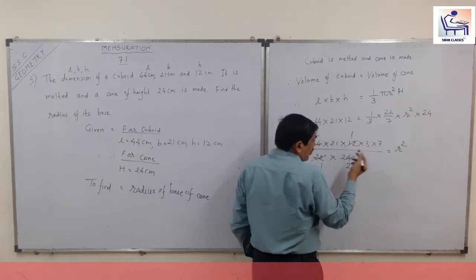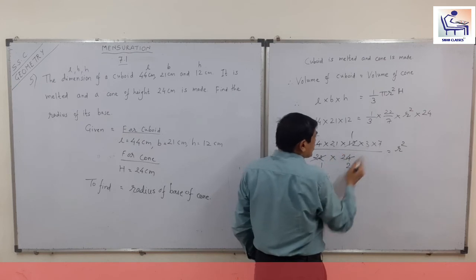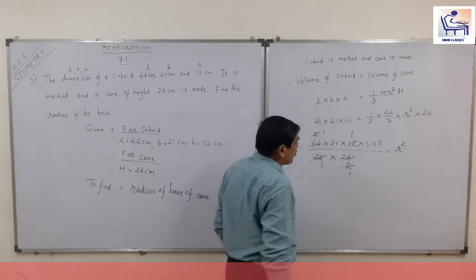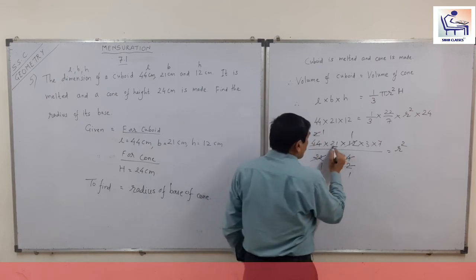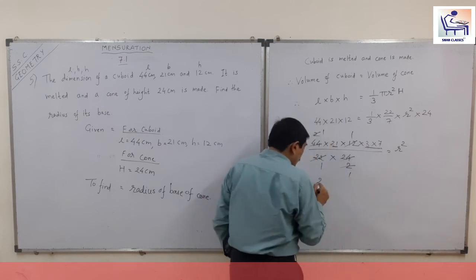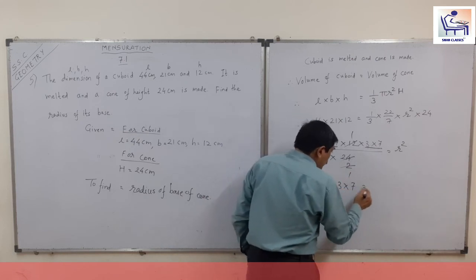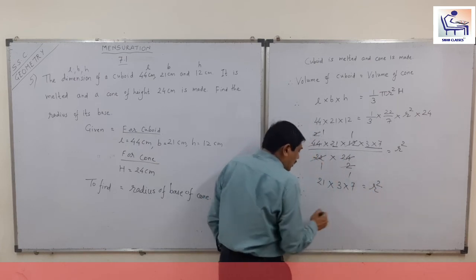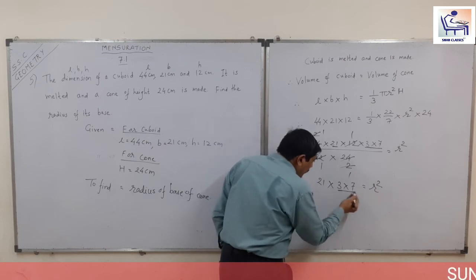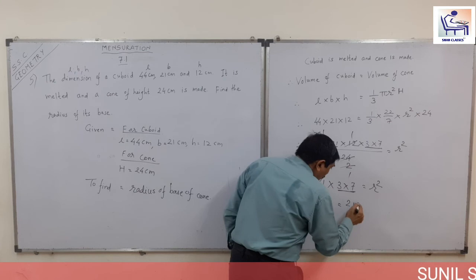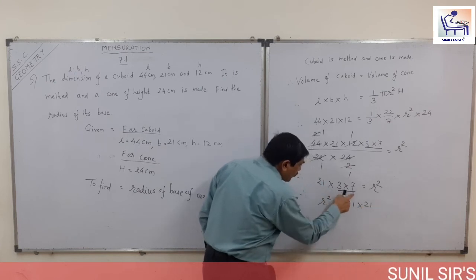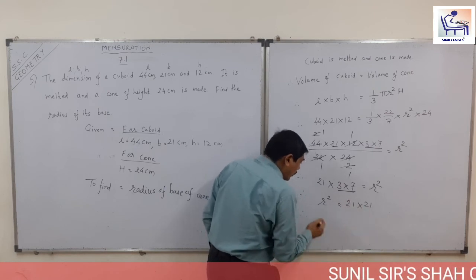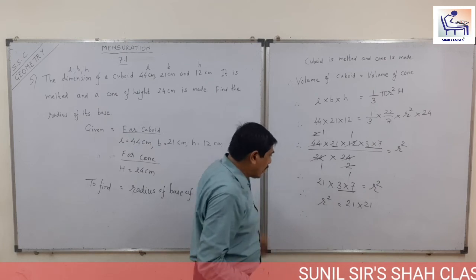12 twos are. Still here, this is 21, 3 and 7. So let's see here, auto cancellation, yes, 2 ones are and 2 ones are. So क्या बचा, ये 21 बचा और ये 3 और 7 बचा. So let's see, 21 into 3 into 7 is equal to r square. इसका मतलब हमें यहाँ पे स्क्वायर रूट इसका निकालना होगा. So r square is equal to 21 into 21. Because I want to find out the square root, so I will keep it 21 into 21. Because r square is r into r and 21 into 21.